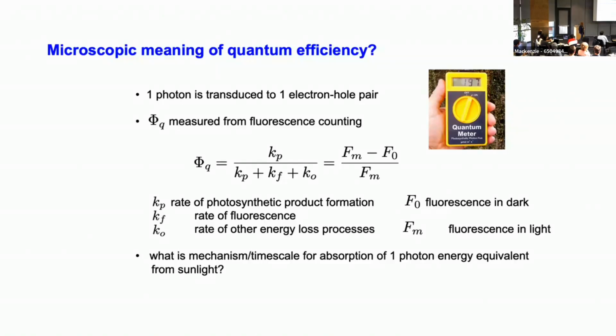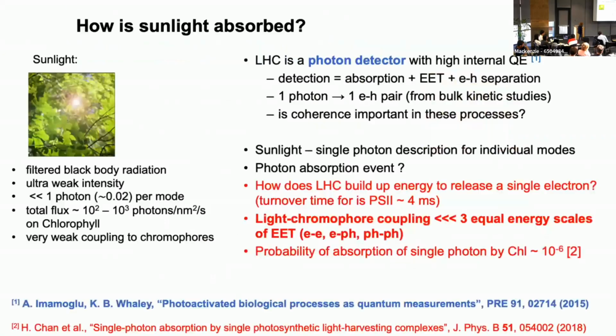And the question that we raised was, what is the mechanism, and even the timescale, for the absorption of one photon's energy equivalent from sunlight? Because if we need one photon transduced to one electron hole pair, we need to have energy to release the electron pair. Surprisingly, when I first started to think about this some years ago, we looked around in the literature, and there really wasn't even any estimate of the timescale for the absorption of one photon. So I'm not going to talk about the timescale today, but I will talk about the efficiency.